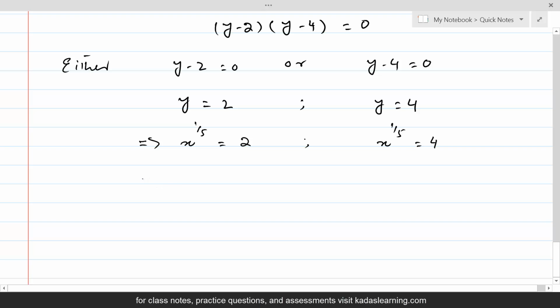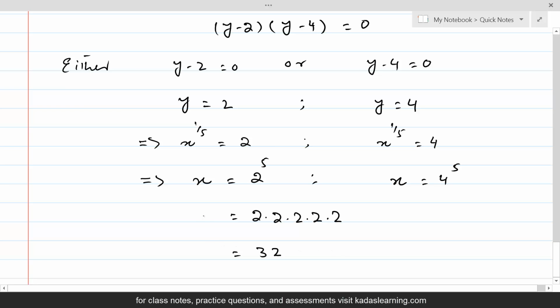If we take power 5 on both sides, this will give us x equal to 2 power 5, because the power on this side will reciprocate on the other side. So here this will become x equal to 4 power 5. So this is how we can find the solution set, and here 2 power 5 will become 2 times 2 times 2 times 2 times 2, which becomes equal to 32.